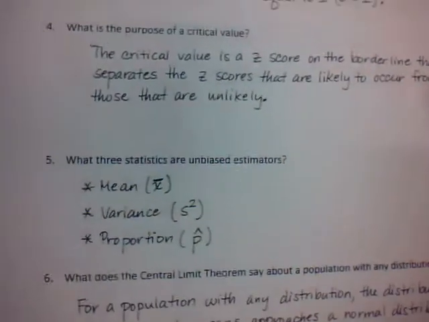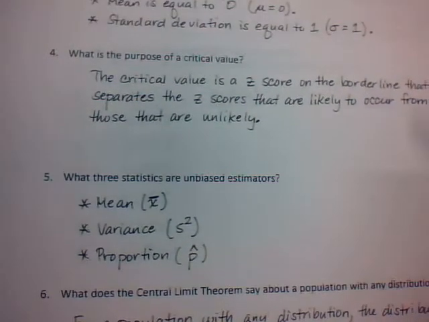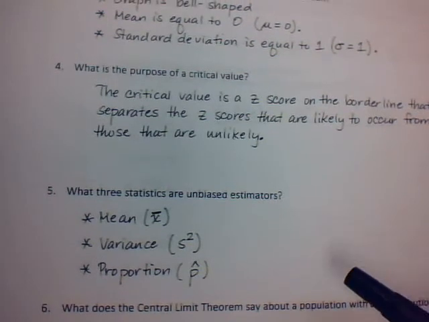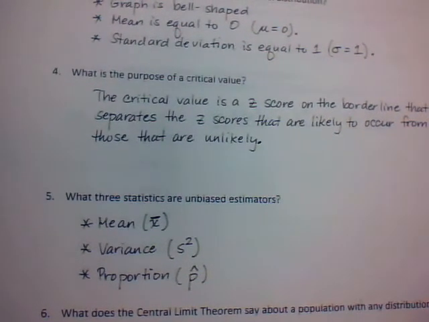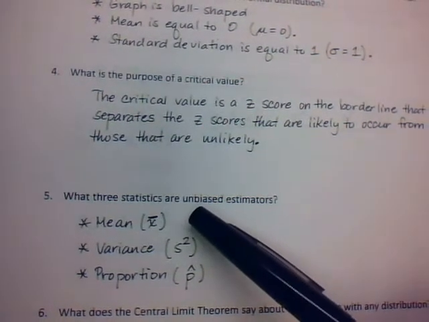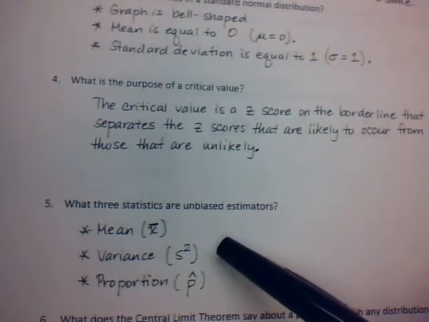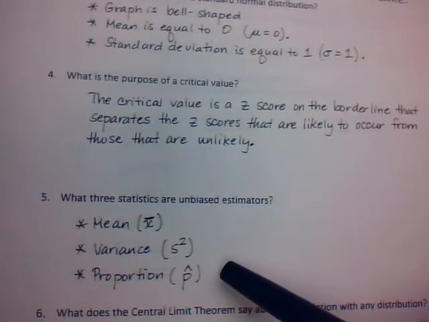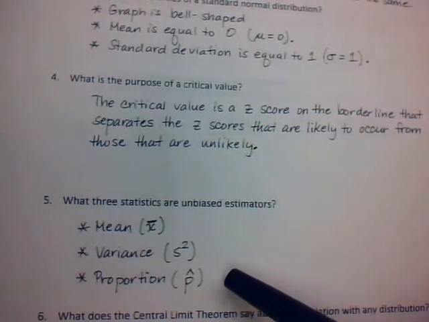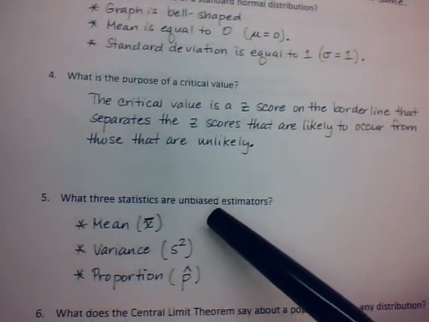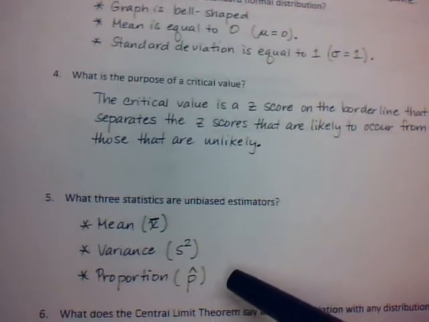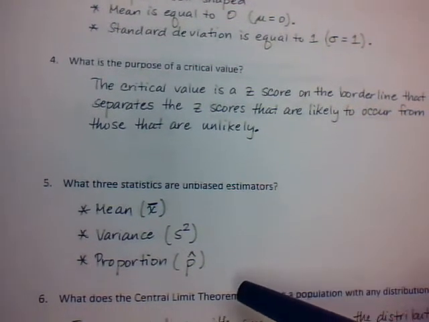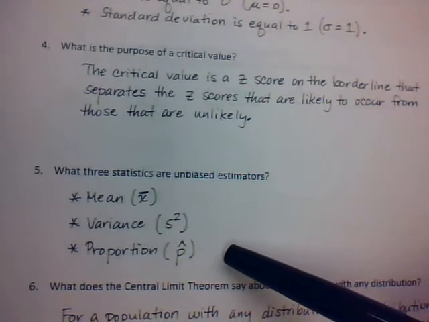Question 5. What are the 3 statistics? Well, 3 statistics are unbiased estimators. One is the mean, the second is the variance, and the third is the proportion. These 3 target the population parameters. Each of those population parameters, the mean, the variance, and the proportion, are your 3 statistics that are considered to be unbiased estimators.